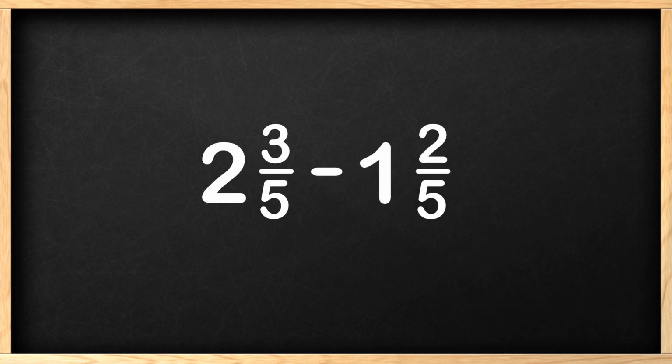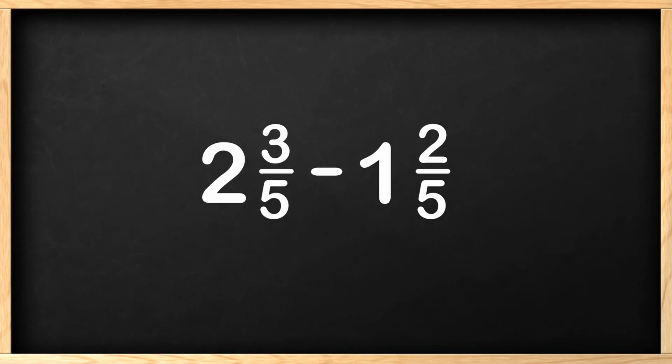Do these numbers look funny to you? They are called mixed numbers. Do you know why? A mixed number is comprised of a whole number and a fractional number. Let's take a look at 2 3/5.